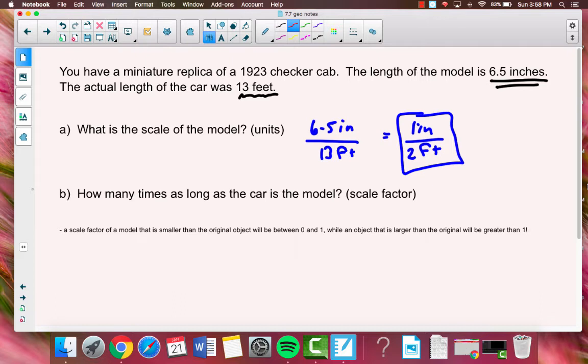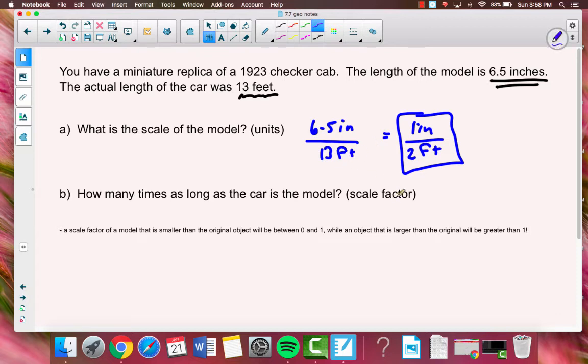So here, I put a little note underneath, kind of in small font. A scale factor of a model that's smaller than the original is going to be between 0 and 1. In other words, it's going to be a fraction. Whereas if the model is bigger than the original, so maybe you made something larger than the original, then you're going to have a scale factor that's larger than 1, which hopefully makes sense. You're going to multiply it by something instead of dividing it by something.